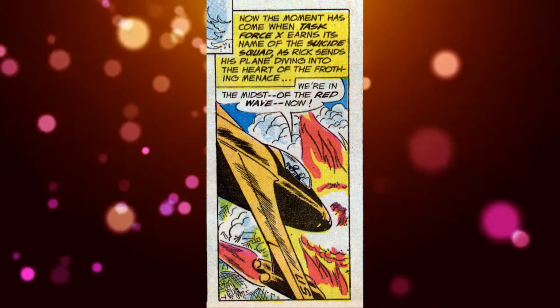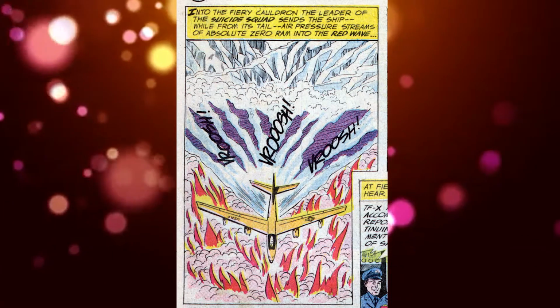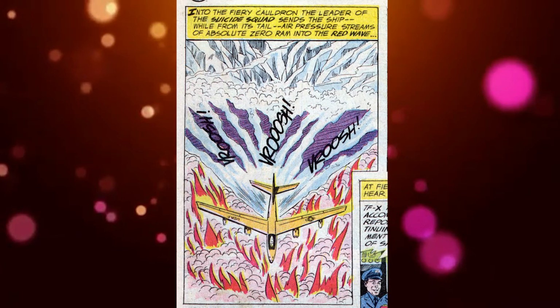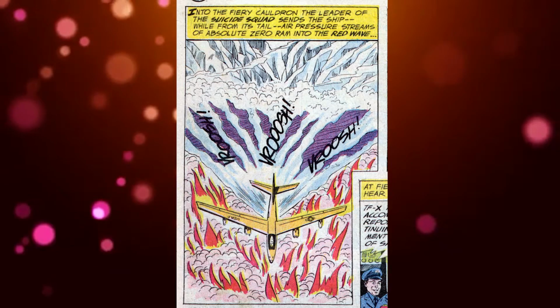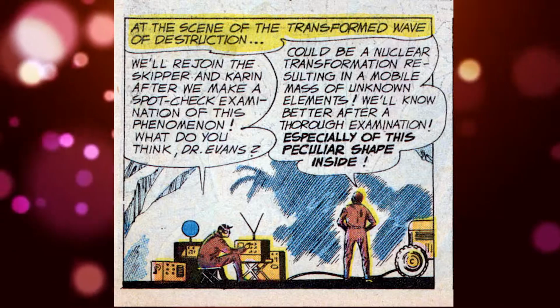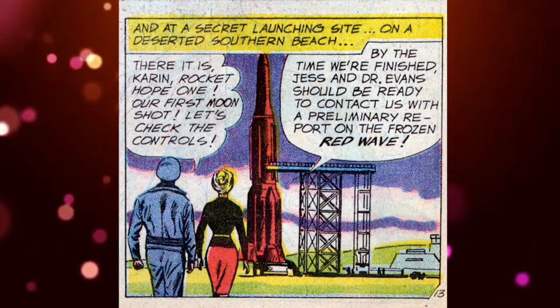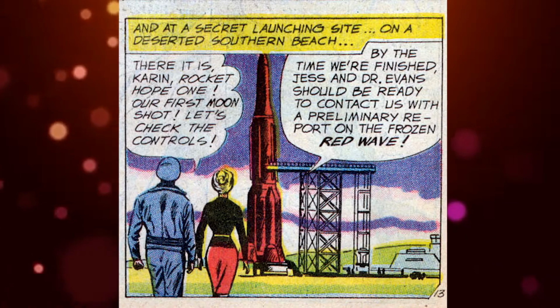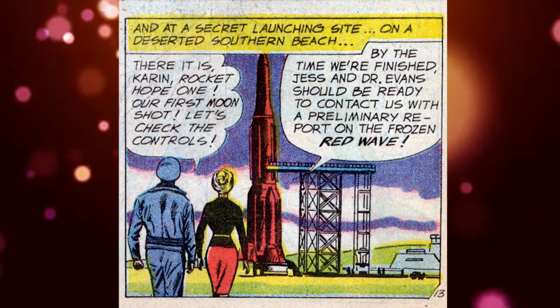When they get close enough, Evans and Jess send out a blast of air pressure from the tail of the plane, hitting the wave with absolute zero temperature, halting it completely as it freezes in ice. The wave is stopped, but the core object still intrigues Jess and Dr. Evans. The shadow of a figure can be made out from within. Meanwhile, at the secret launch site, Rick and Karen are inspecting a rocket that is to be sent to the moon to gather data for future space travel.